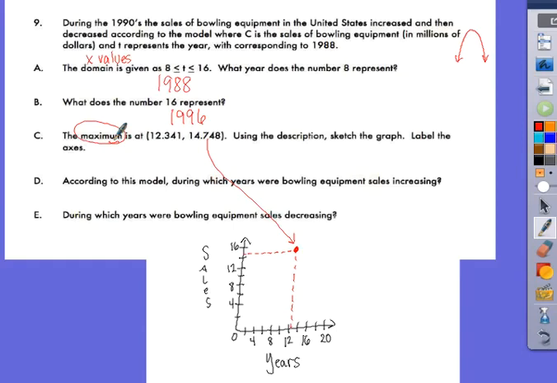Okay? Now, we also know from the description earlier that it's going to increase and decrease. Well, this is our maximum, so it needs to increase and then it needs to decrease. We know that it's between these intervals, between 8 and 16. So I would just have it start here at 8 and come up and then right back down to the 16, just like that. And that would be sufficient.